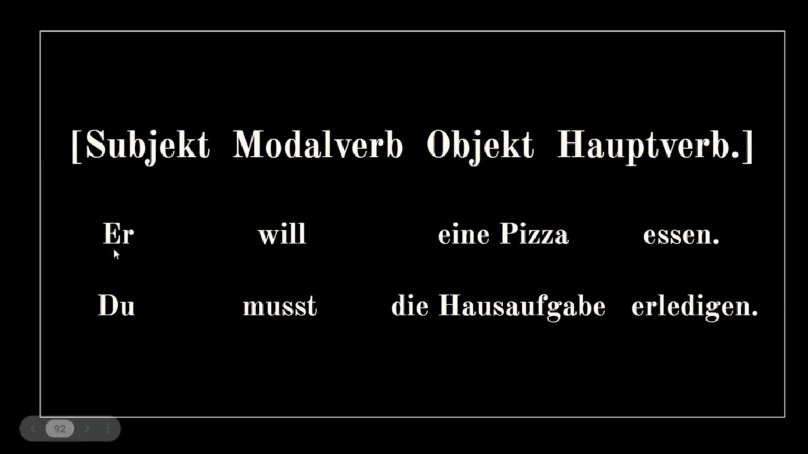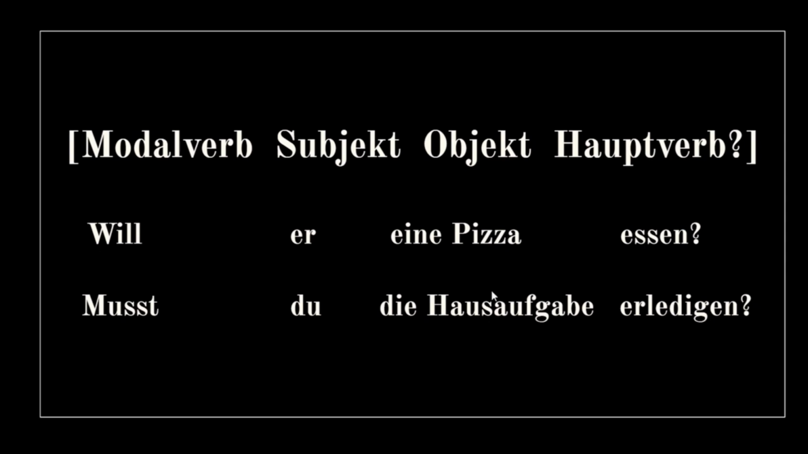For example, er will eine Pizza essen. So here, essen is the main verb. Will means want. So this sentence translates to, he wants to eat a pizza. Now let's look into the next example. Du musst die Hausaufgabe erledigen. You must complete the home assignment.